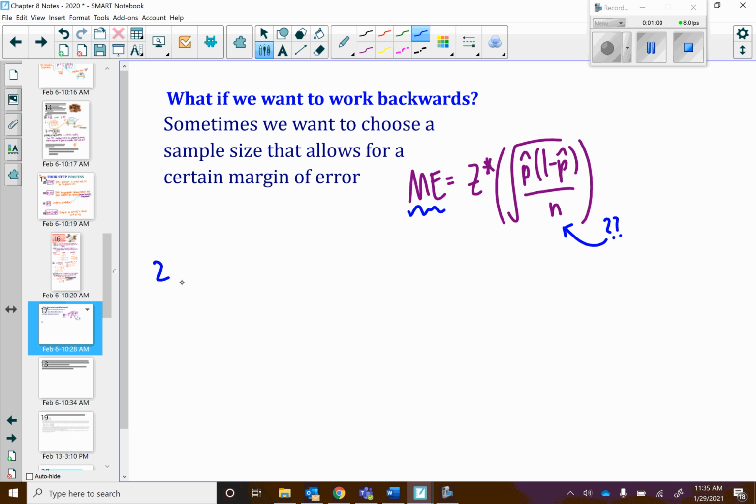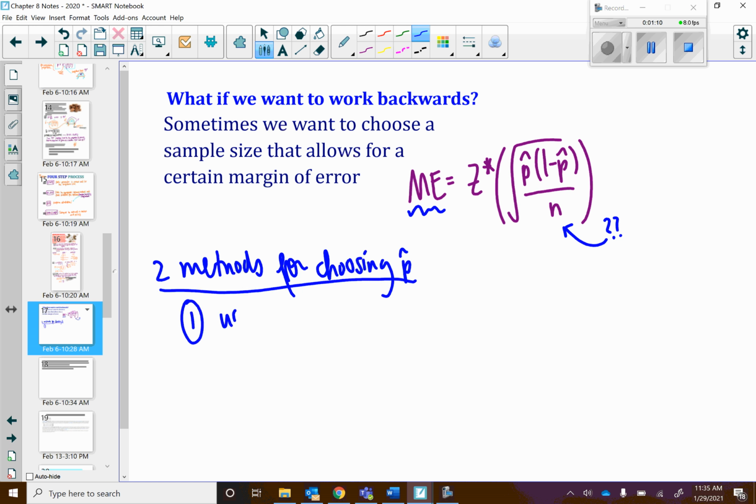And so there are two methods for choosing the p-hat. The first would be use a previous study statistic, so either one that you did or someone else did. And the other option, if you don't have a previous study to draw on, is to use 0.5 as your p-hat. This is going to give us the largest possible margin of error for that sample size. And then you set up an inequality and solve.